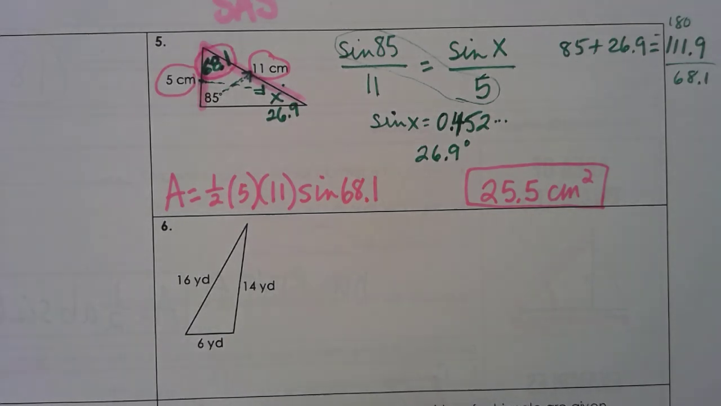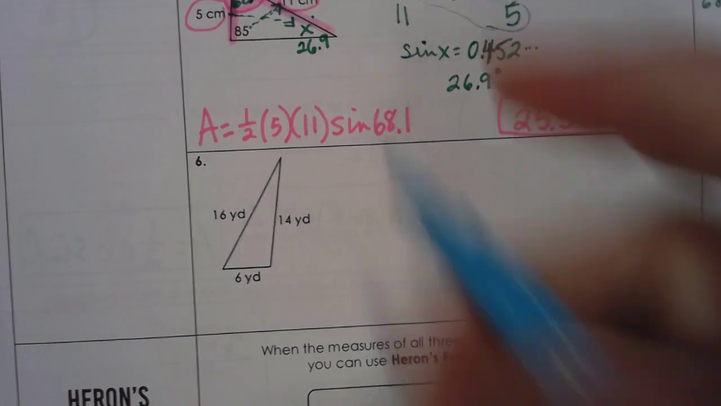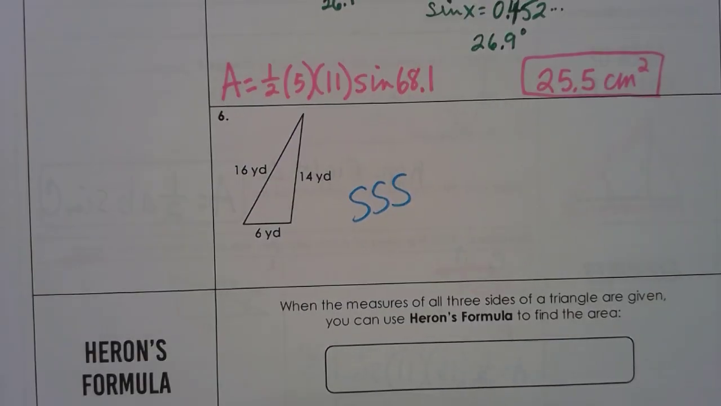Okay. All right. I like that. I think it's easy if you know the formula. However, if you are given side, side, side of a non-right triangle, I would not recommend solving for the missing angle.